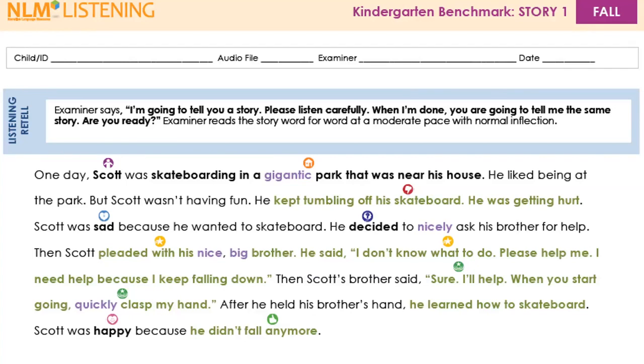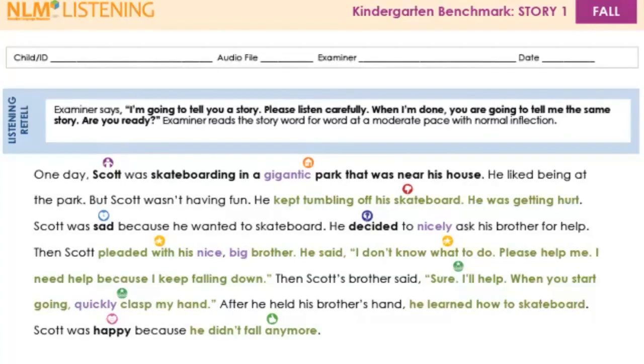So this right here is the NLM listening kindergarten benchmark. This is story 1 in the fall. If you have any questions about how to use that, we have the manual that comes with it, but we have tons of videos on the website. I'm always here to answer any questions you may have individually. But to go over this, I want to point out some things.